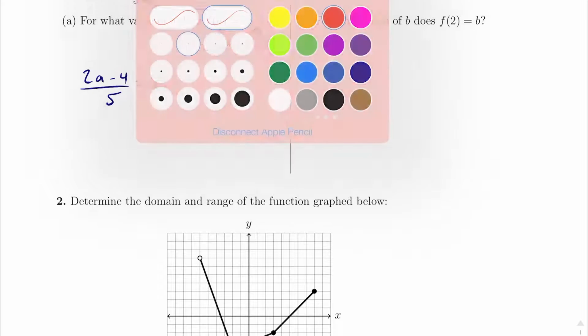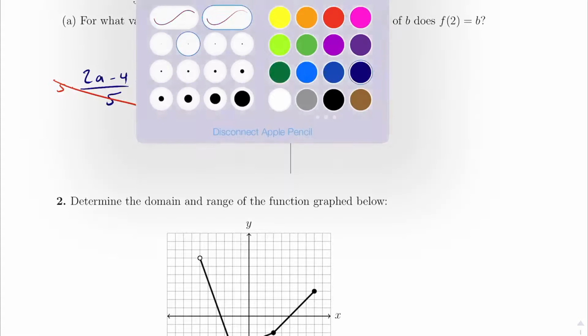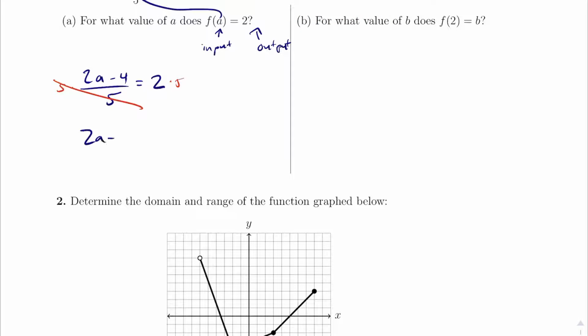So now solving for a, we use inverse operations to isolate it. So 2a minus 4 equals 10. Add 4 on both sides. 2a is equal to 14. Divide by 2. a is equal to 7.